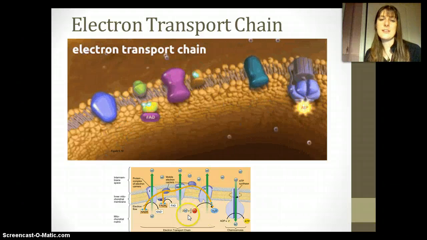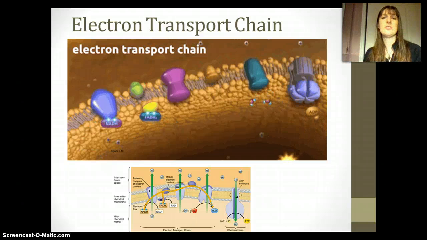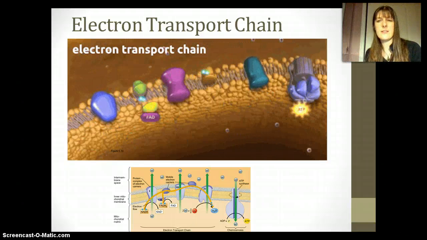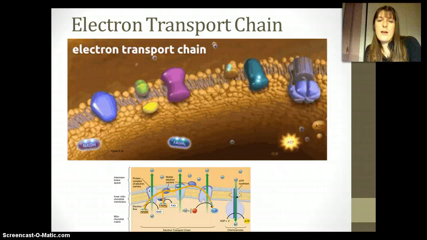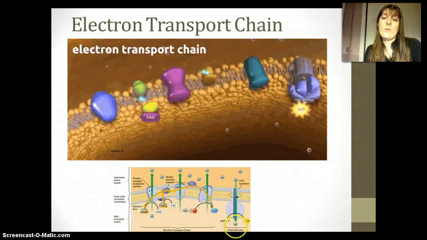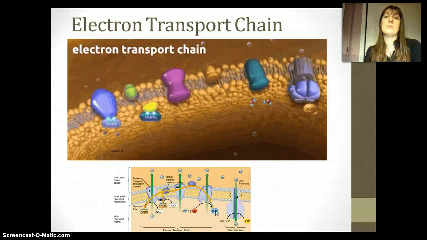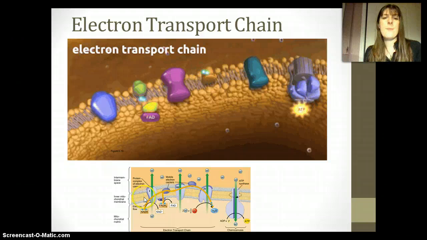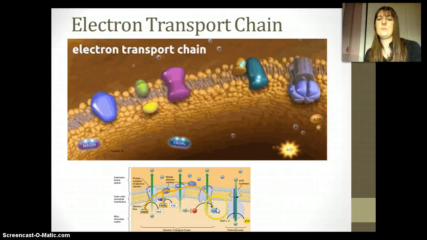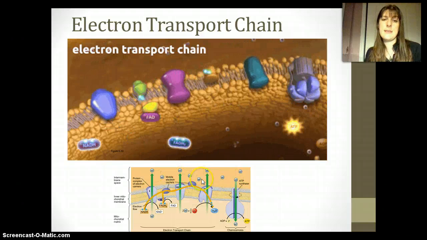At the very end, there's going to be oxygen. So oxygen is super electronegative. It just really likes electrons. So that oxygen is going to hold on to the electron the closest, to the point that it's going to create water. Water will be released from this process. But every single time these electrons move place to place, protons are building up in the inner membrane space.